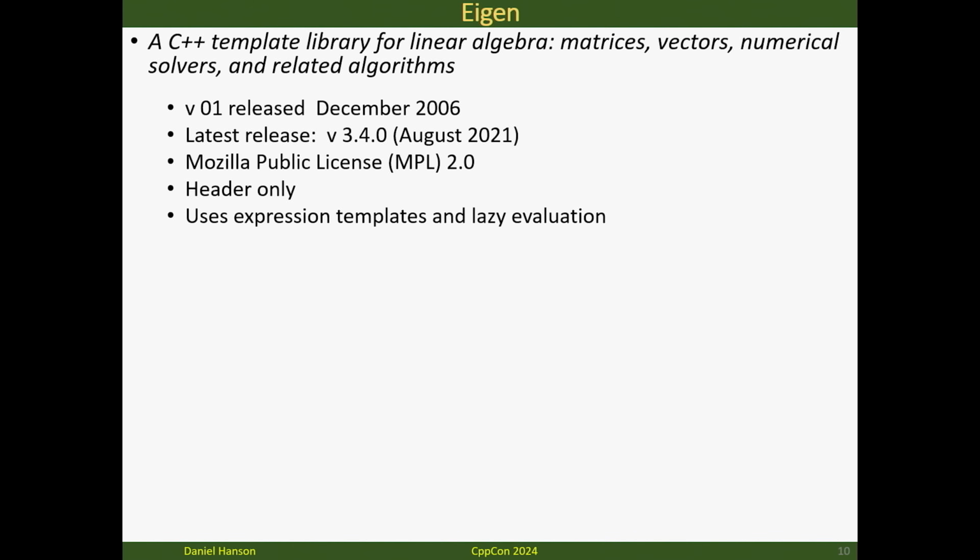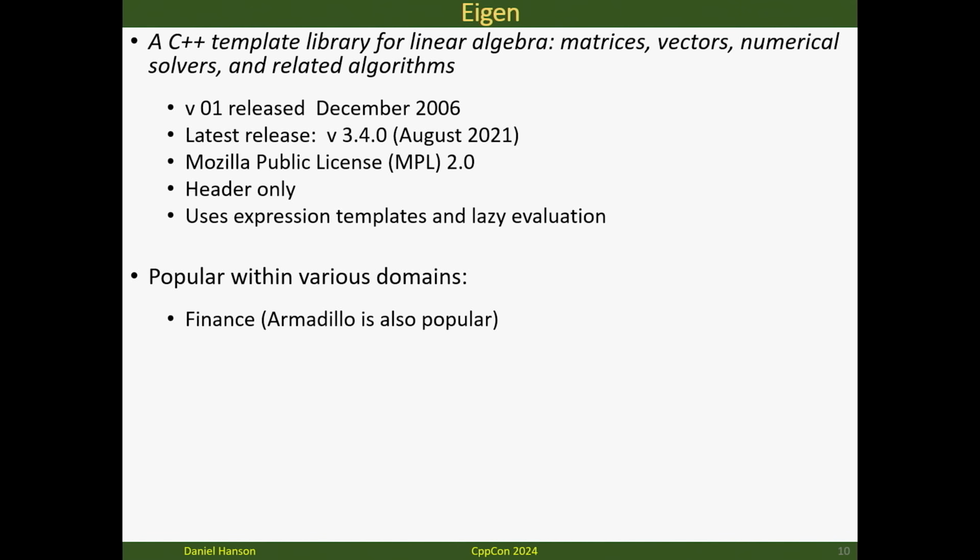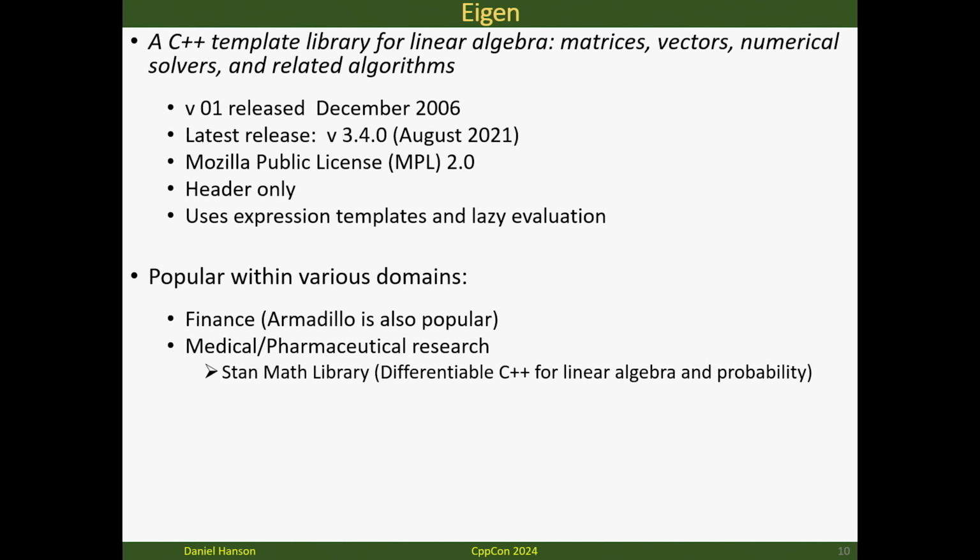It's header only, so it's very easy to include in a project. And it relies heavily on expression templates and lazy evaluation. It's popular within a number of domains, among which is finance. Again, that's where I come from. But Armadillo is also very popular in finance. You can also find it in medical and pharmaceutical research. One example is the Stan math library. This is used a lot in pharmaceutical research and with pharmaceutical simulations.